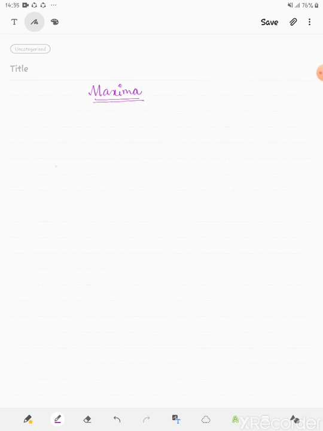Today we will be taking up the concept of maxima in the chapter of differentiation. Maxima means the maximum point on a graph. Say, suppose this is a graph. So here we have a maximum point M, right?